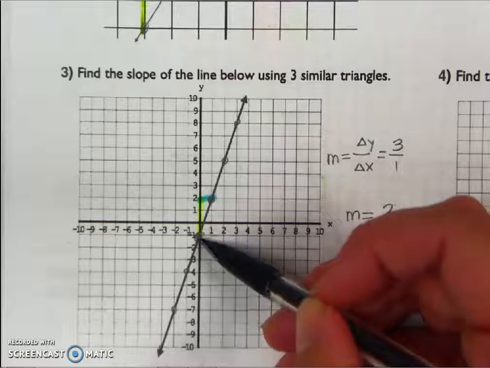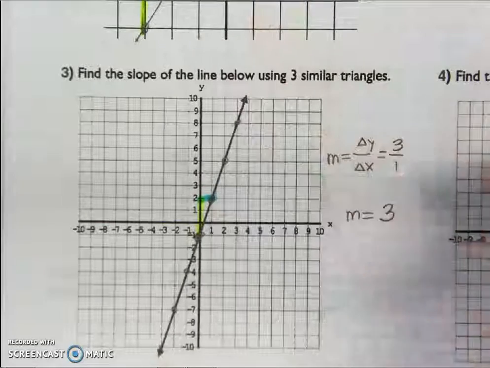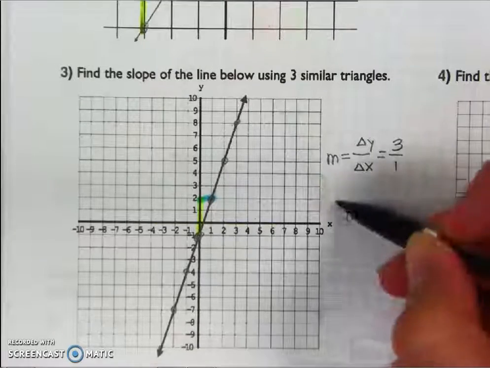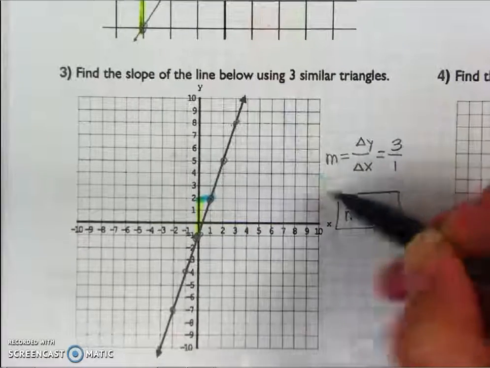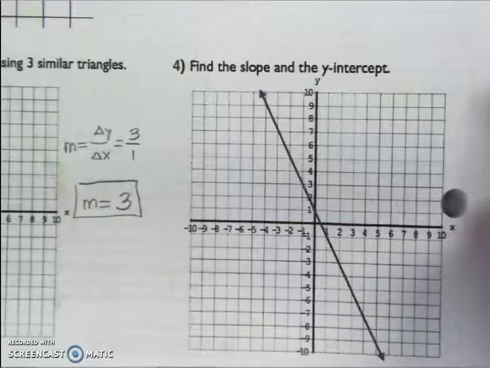Or I could go up 9/3. Either way, I get an equivalent answer. So my slope is still going to be 3 no matter which points I pick. Okay, now on to number 4.